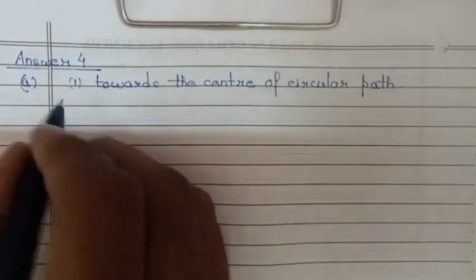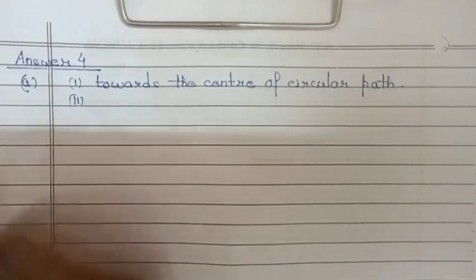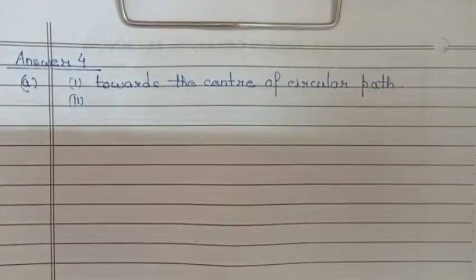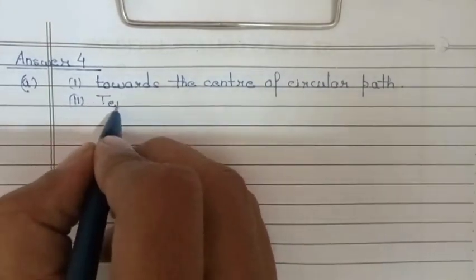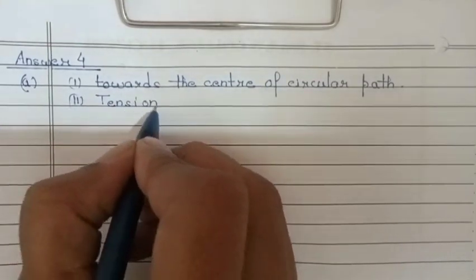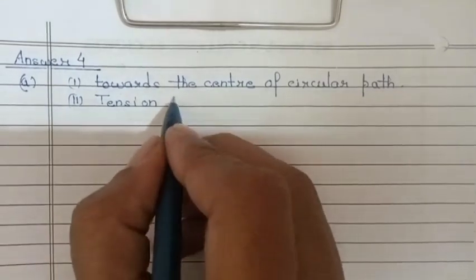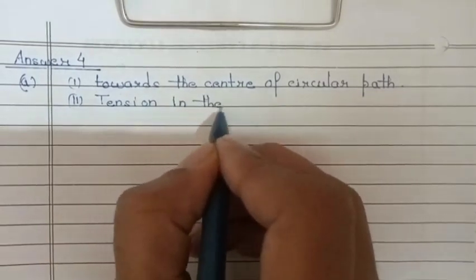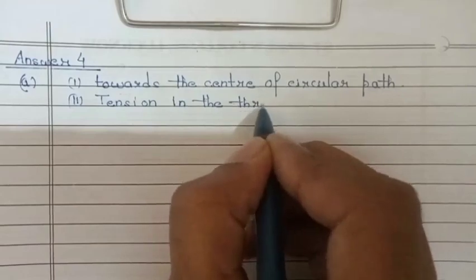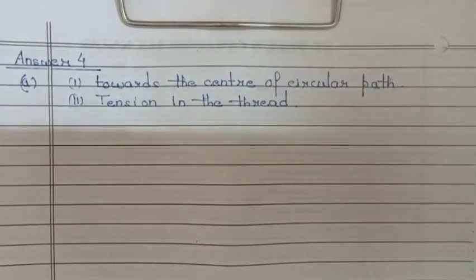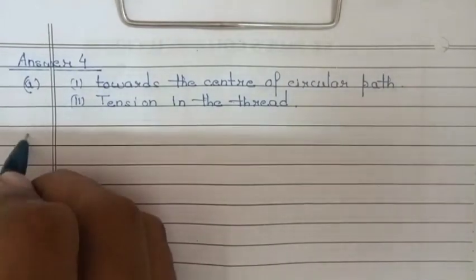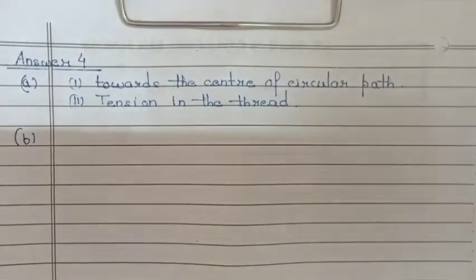Second part, they are asking which force provides the centripetal force for the circular motion. So the tension in the string, the tension in the thread, will provide the necessary centripetal force. That was the A part. Now moving on to the next part of the question.